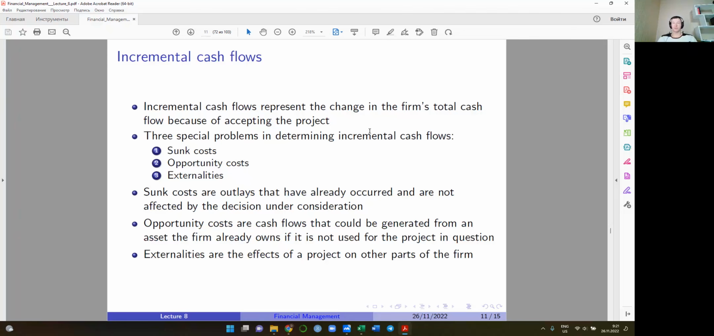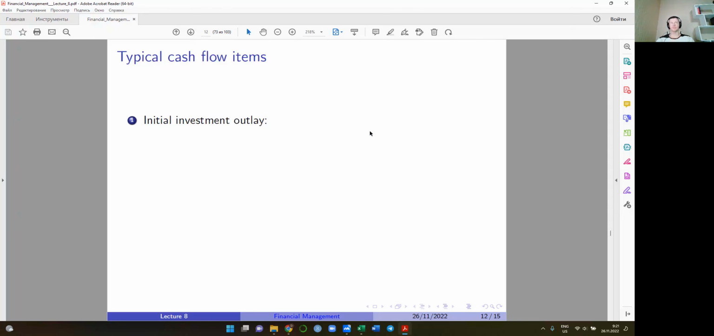For example, I start a production of a new mobile phone, but my firm already produces 2 or 3 other versions of a mobile phone. Those are older. When a new version would appear, it would immediately kill the sales of the old ones. And this difference should be taken as a cost of your product. This is an important thing.